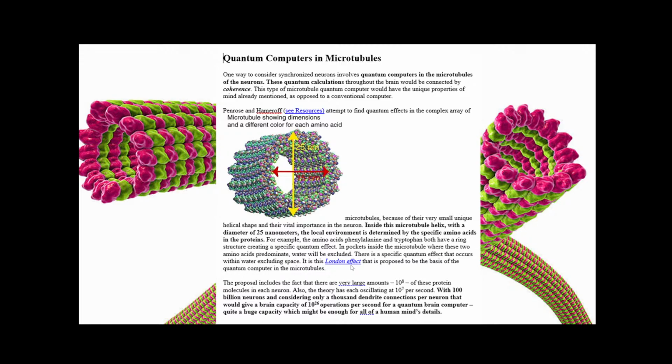It is this, what's called the London effect, that is proposed to be the basis of the quantum computer in microtubules. Whether the water is there or expressed out, controlled by these proteins, which are produced by the DNA in combination with the microtubule, becomes the on-off switch, or the 0 or the 1 in the quantum computer. Except in this case, it's not just 0 and 1, it's 0, 1, and maybe, because it's a quantum effect. It's all possible effects at the microtubule level.